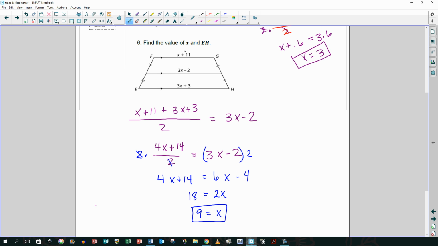All right, so now I'm going to go up here and plug it in. So what is 9 plus 11? 20. What's 3 times 9, minus 2? What's 3 times 9, plus 3? Well, what is 20 plus 30? 50. What's 50 divided by 2? 25.